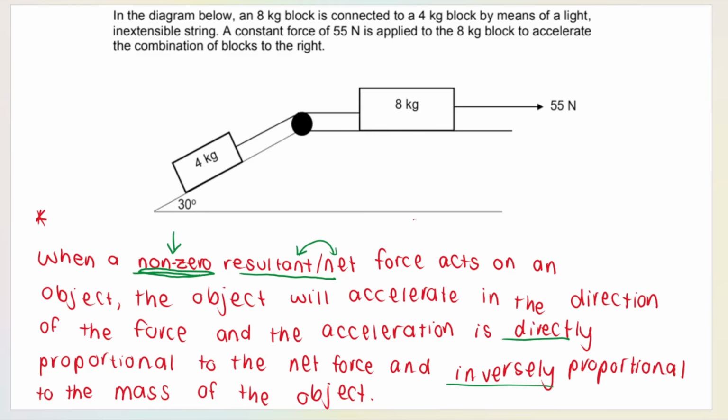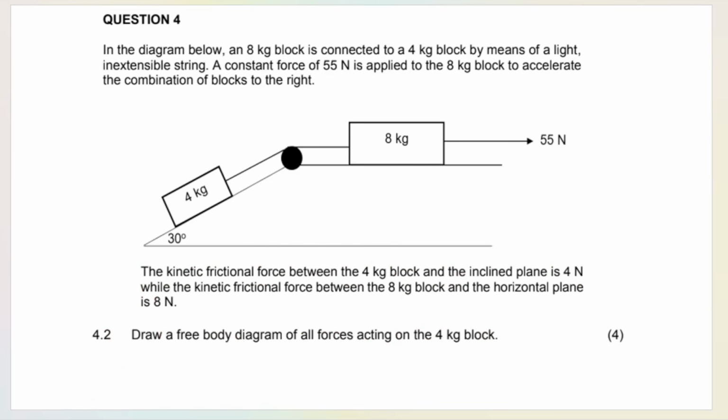You will lose marks. Okay, our next question says, draw a free body diagram of all the forces acting on the 4 kilogram block. And I've mentioned this in other videos as well. If you struggle with drawing free body diagrams, I have a whole video dedicated to it, linked in the description box below. But I have mentioned that if a free body diagram is worth 4 marks, we need to see 4 arrows.